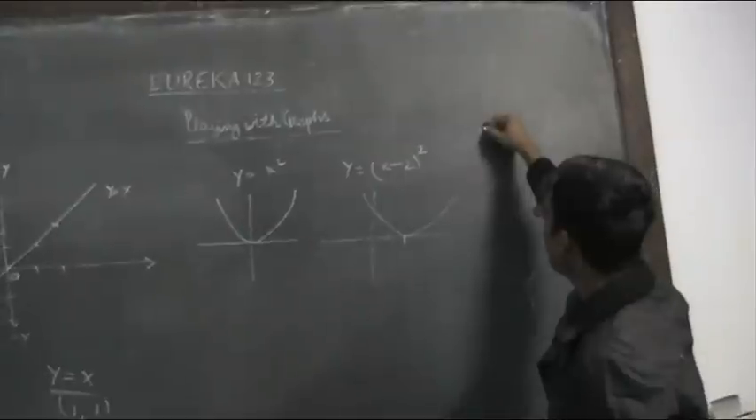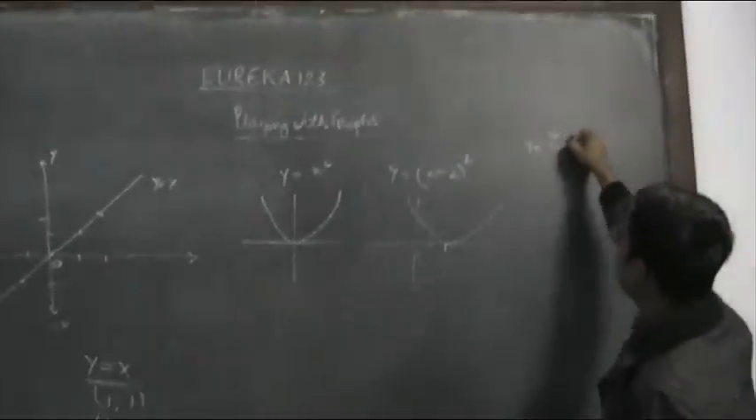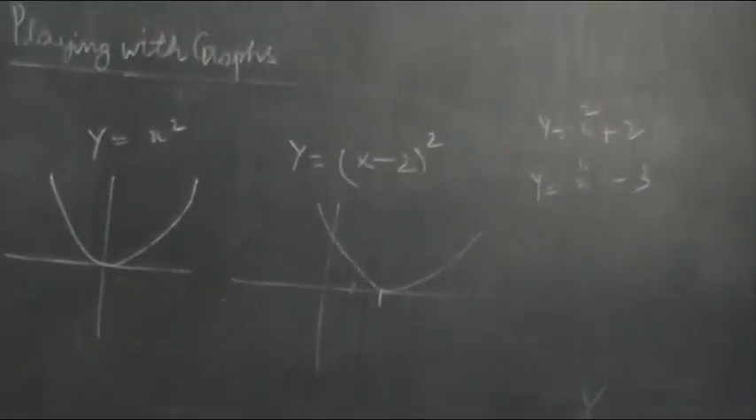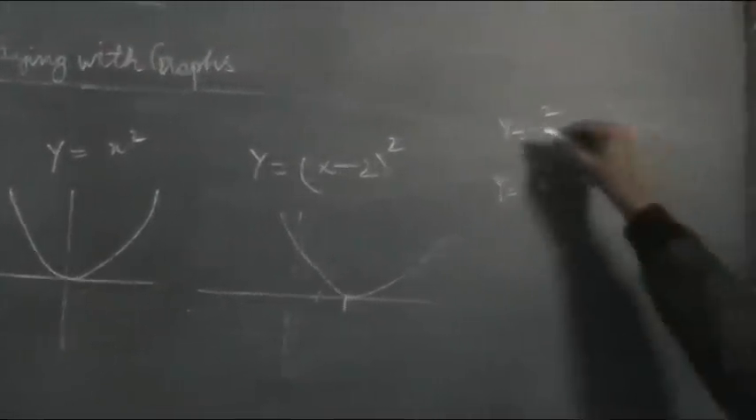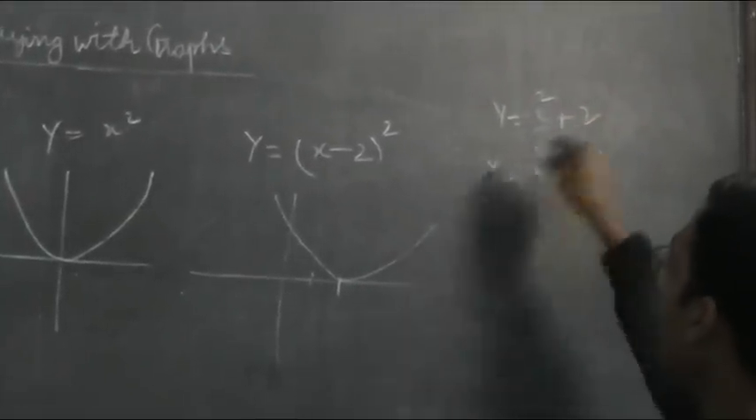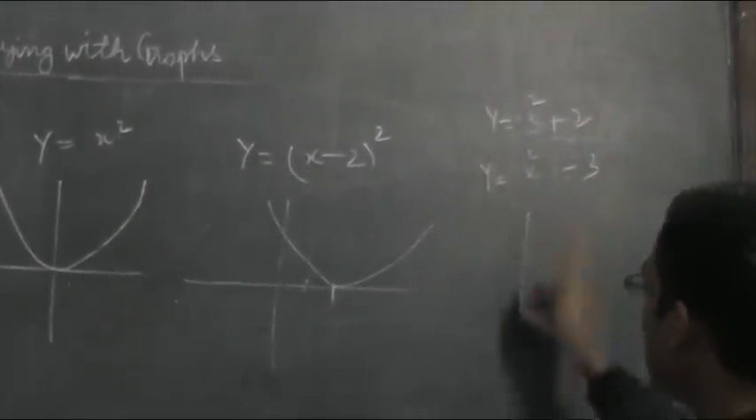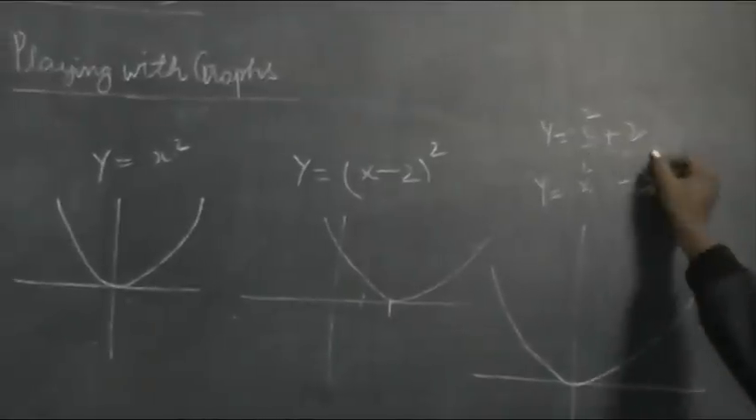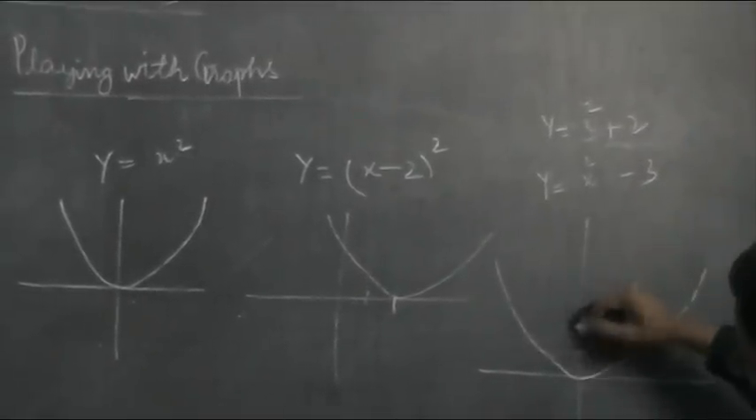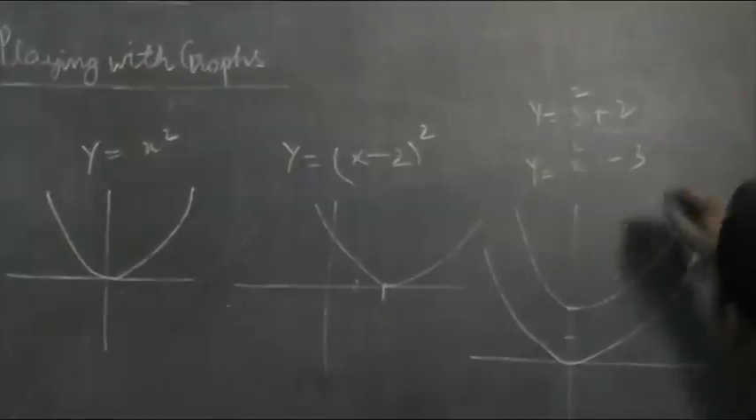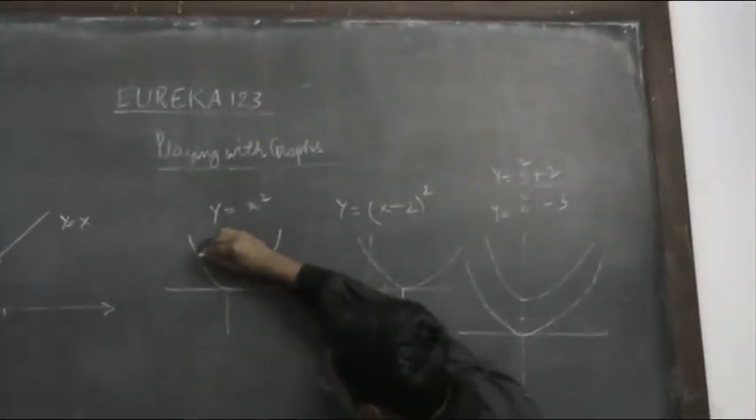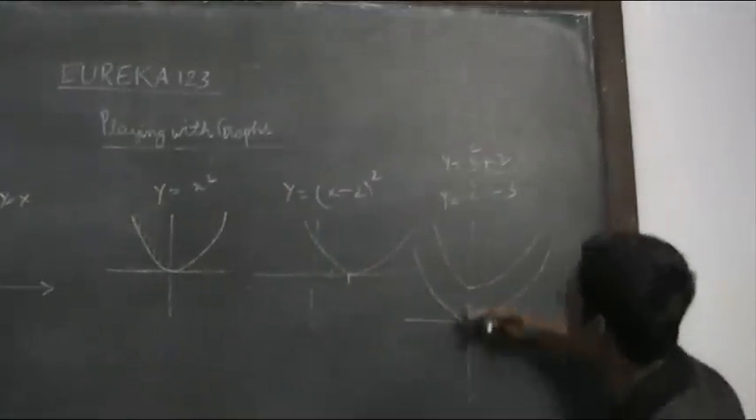Now what if we have something like y equals x squared plus 2 or y equals x squared minus 3, something like this. So here we are not doing any change in x, but we are adding something to y. So if y equals x squared is this, then y equals x squared plus 2 will shift upwards by 2 units. So it will be like this. What we are doing is we are adding 2 to all the values of y that we got when it was y equals x squared. So just add 2 to everything, it shifts upwards.